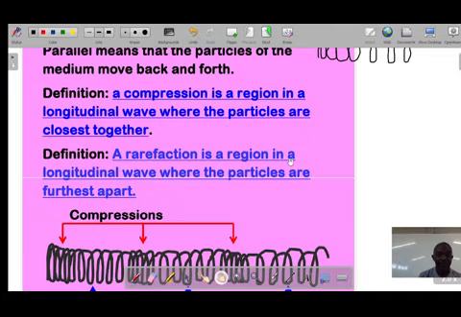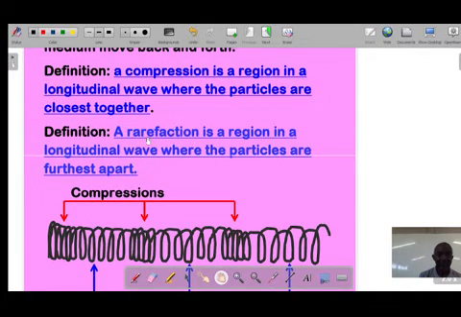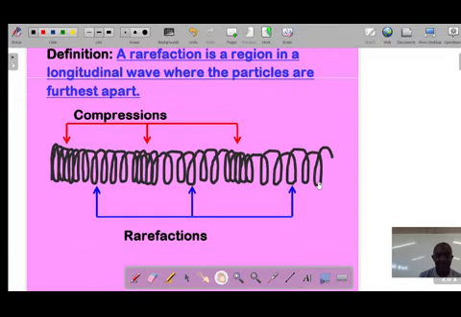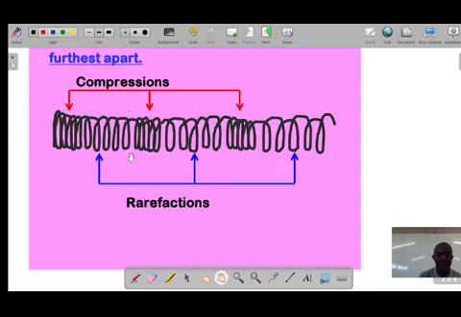What about a rarefaction? A rarefaction is a region in a longitudinal wave where the particles are farthest apart. Check this example. In this spring, you see that in here these are too compressed, they are too close together. Starting from here, you can see these are further apart. Then they are compressed again, then further apart again here, then compressed here, and then further apart here.